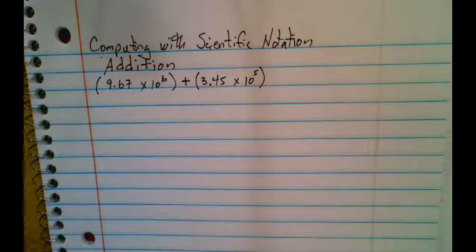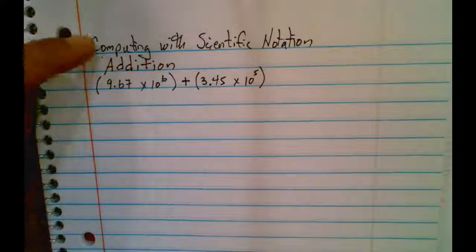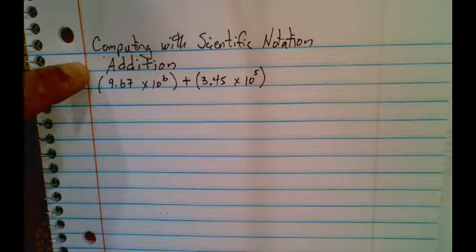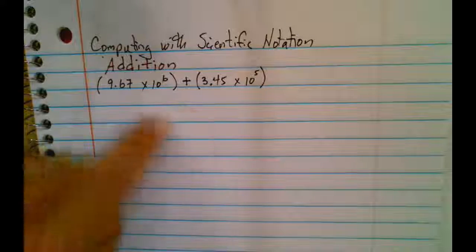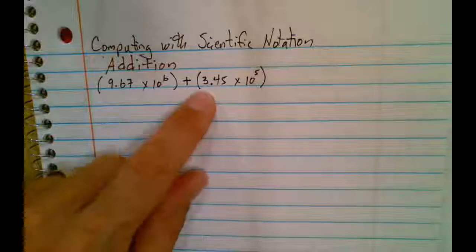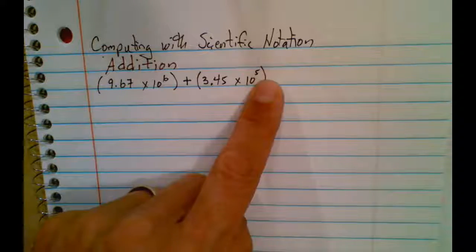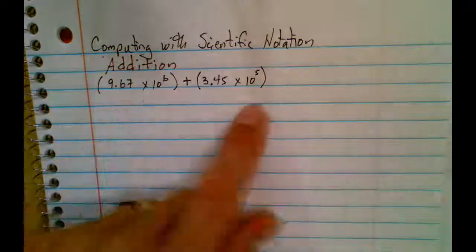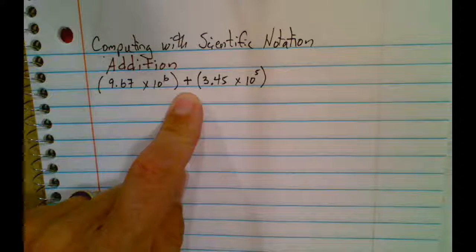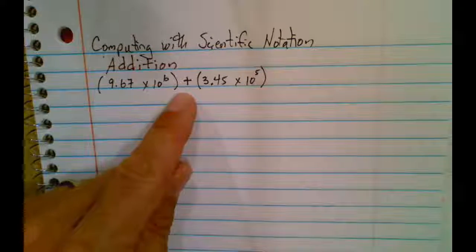Hey, once again, we're computing with scientific notation, and this time we're going to try to tackle addition. I have this problem here, 9.67 times 10 to the 6 plus 3.45 times 10 to the 5th. This time it's not like multiplication or division. This adding is going to require us to think a little differently.